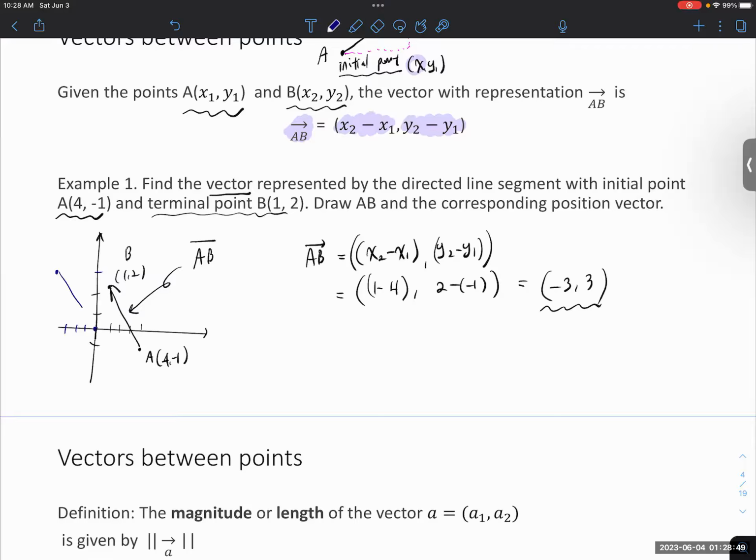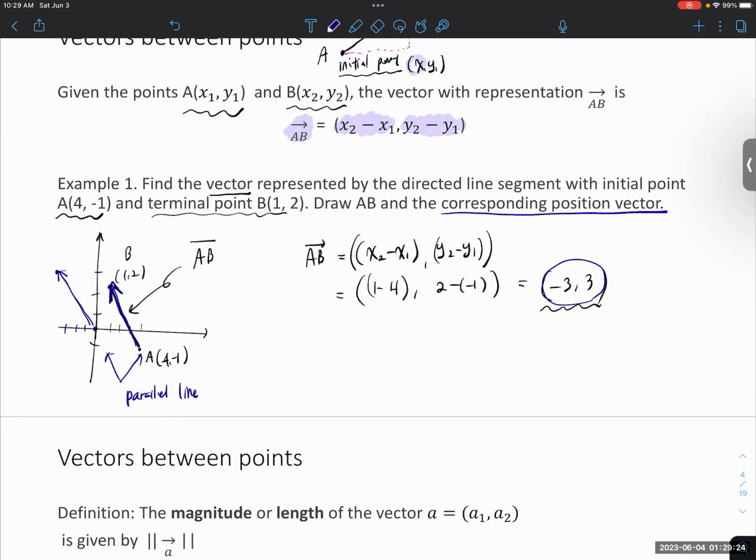So if I draw that, what do you guys think? These two vectors are parallel. This is actually the AB vector. From A to B, we found the vector AB. When I draw the AB vector, it's negative 3 and 3. That means from (0, 0) to (negative 3, 3), they are always parallel because they correspond to each other. We call that the corresponding position vector.